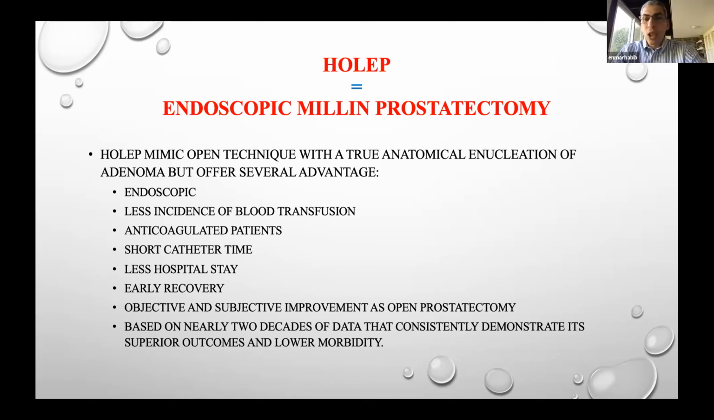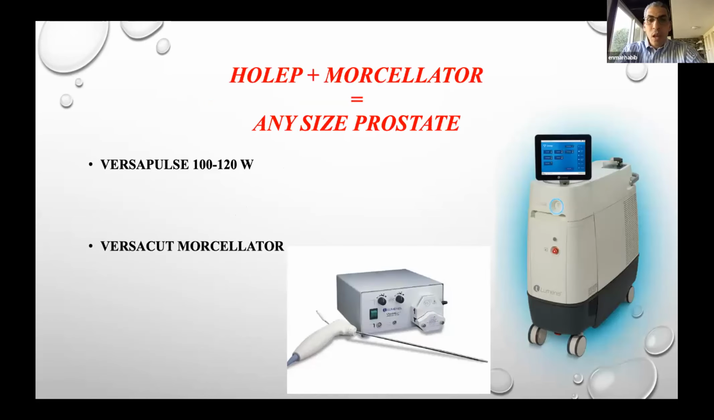So HoLEP mimics open prostatectomy, but with several advantages. By being endoscopic, it has less incidence of blood transfusion, you can use it on anticoagulated patients, with a short catheter time, less hospital stay, and early recovery. And with a large amount of cumulative data, we can see that it has an objective and subjective improvement compared to open prostatectomy and to the gold standard TURP.